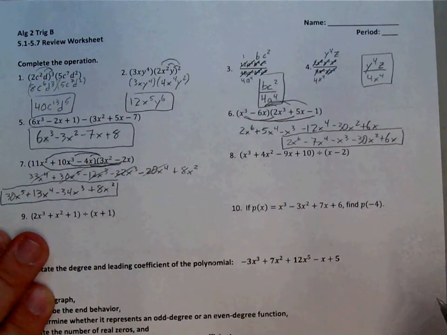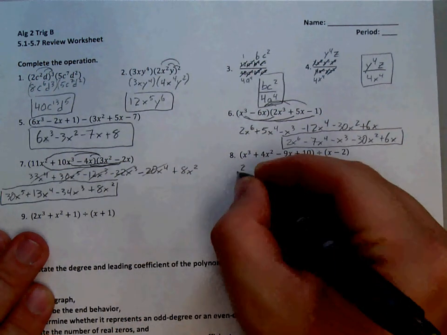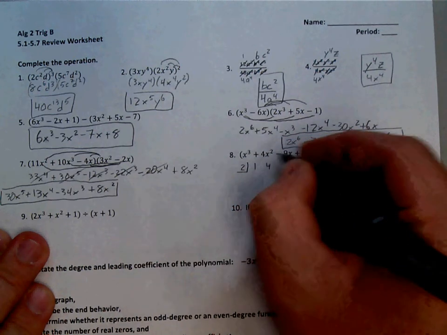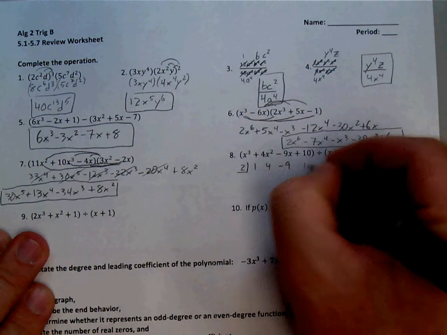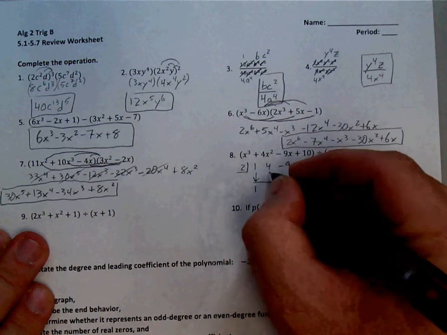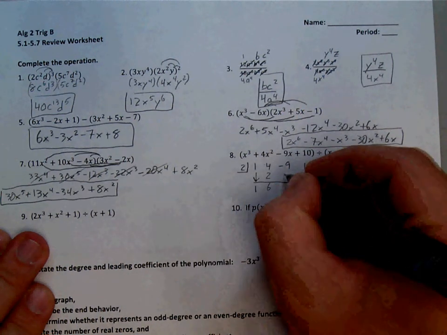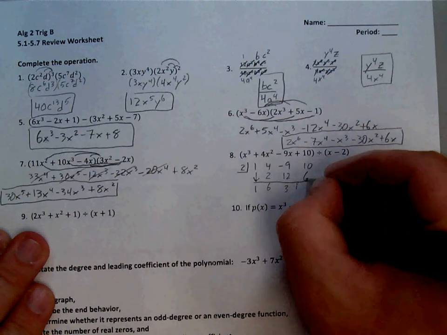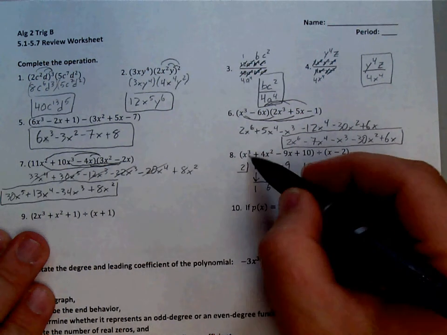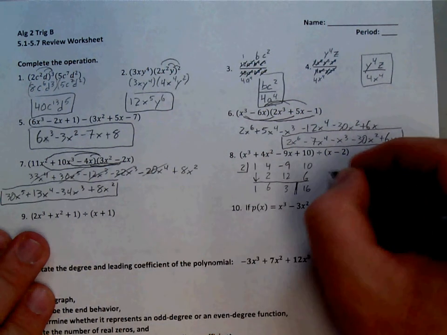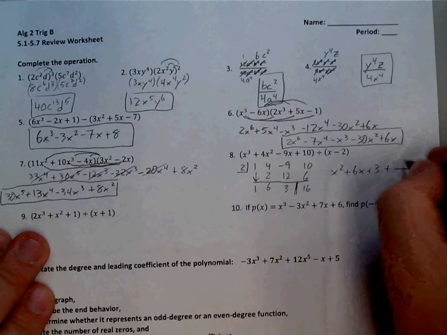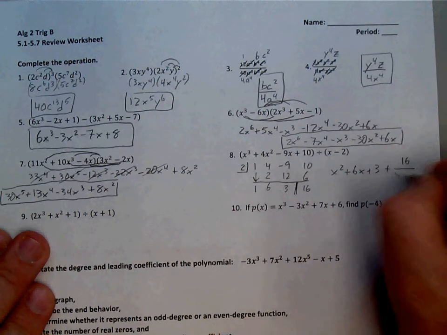Number 8, we can use synthetic division. So put a positive 2 in the box. 1, 4 is x squared, so x, so we have a negative 9, the constant is 10. So drop your first term straight down, 1, multiply it by 2, add to get 6, multiply by 2, add to get 3, multiply by 2, add to get 16. So 16 is the remainder. So I have 1, that was an x cubed, so I lost a degree, so it's x squared. So 1x squared, or just x squared, plus 6x, plus 3, plus, and then the remainder is 16, so that's over x minus 2.